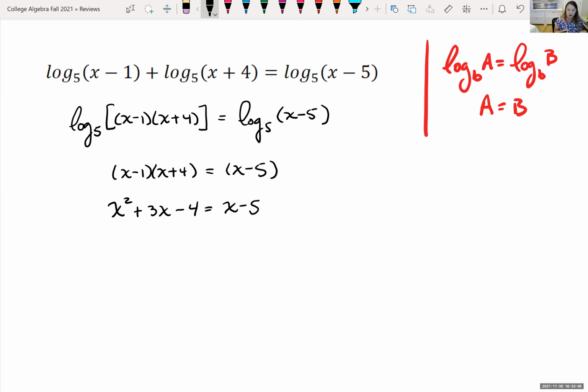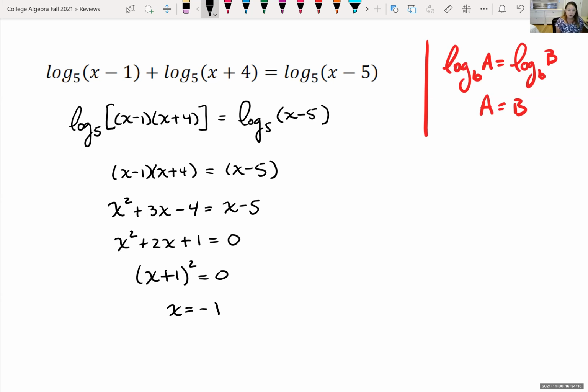It's a quadratic equation, so we want to get everything to one side of the equation. Let's subtract x and add 5. If we subtract x on both sides, we get 3x minus x, so that's plus 2x, and negative 4 plus 5, that would be a positive 1 equals 0. I notice that does factor. This is x plus 1 times x plus 1, or x plus 1 quantity squared equals 0. So when is x plus 1 0? It's when x is equal to negative 1.